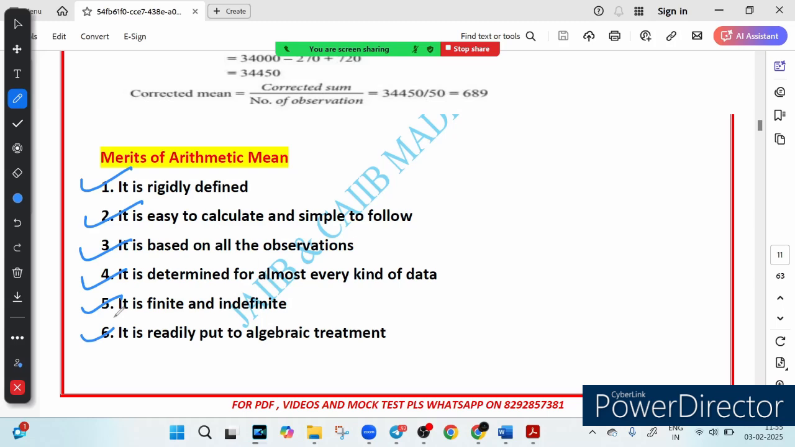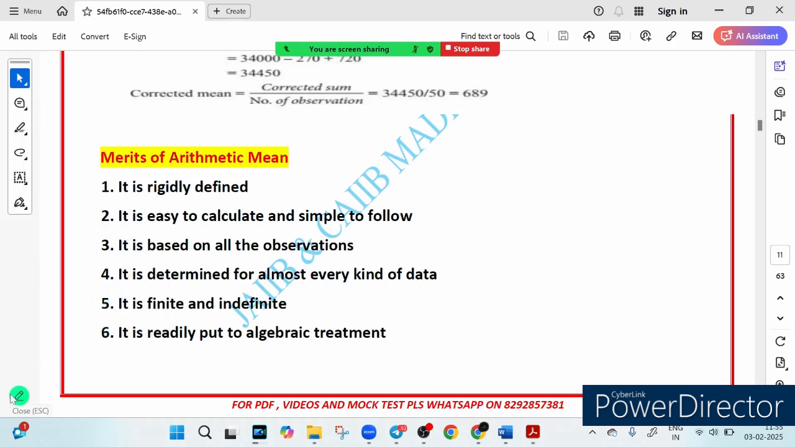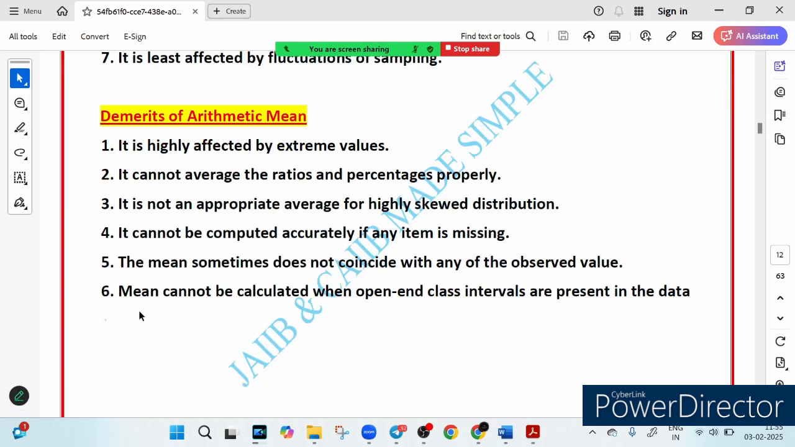You can easily calculate mean, it is based on all the observations, right? For every kind of data you can determine the mean. Obviously it is finite and definite. So these are the merits, but there are demerits also.